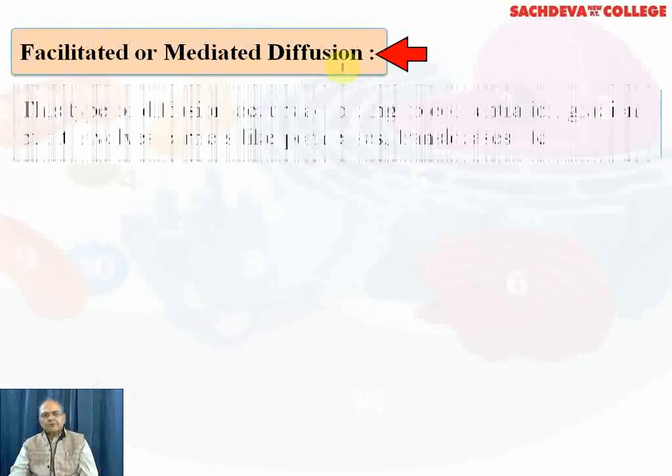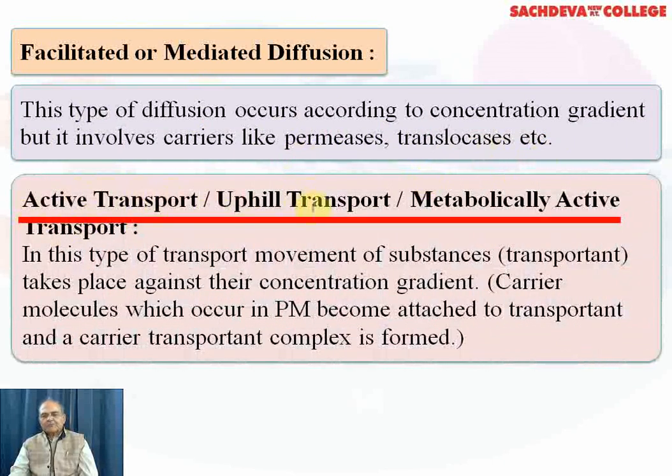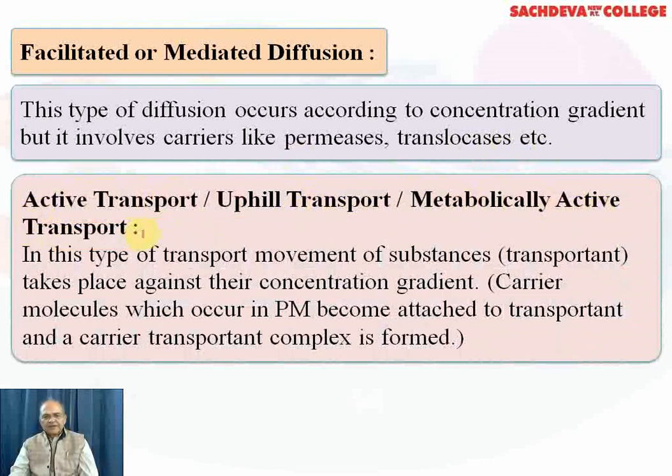Facilitated or mediated diffusion: this type of diffusion occurs according to the concentration gradient, but it involves carriers like permeases and translocases. Active transport, or uphill transport, or metabolically active transport: in this type of transport, movement of substances, that is the transportant, takes place against their concentration gradient, and the carrier molecules which occur in the plasma membrane become attached to the transportant, and a carrier-transportant complex is formed.